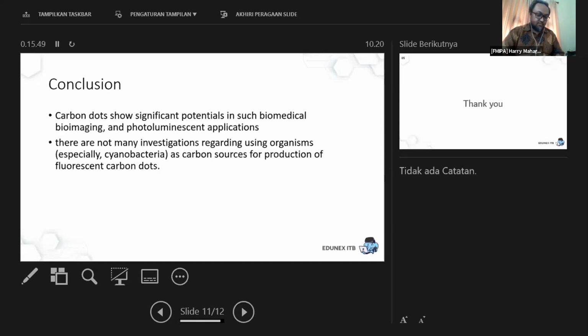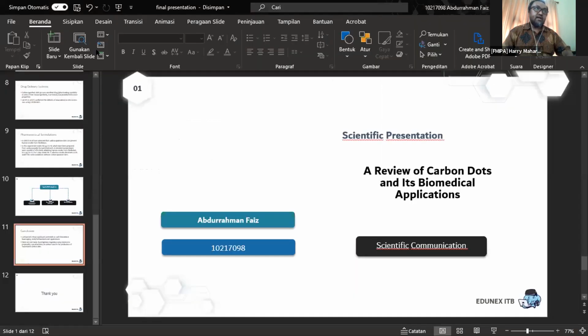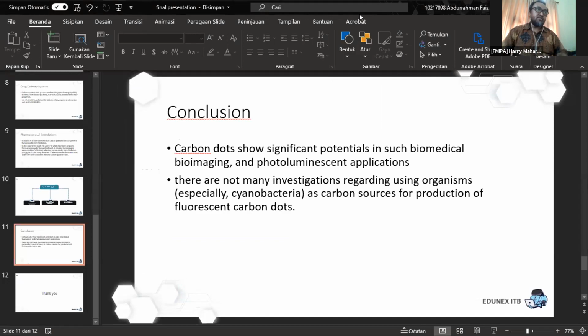Oh, okay, thank you. With that, we conclude our session with Abdurrahman Faiz, so that we can move on to the fifth presenter, Muhammad Khalid, who is going to talk about composite modeling of pineapple leaf fiber-based composite material using the finite element method.